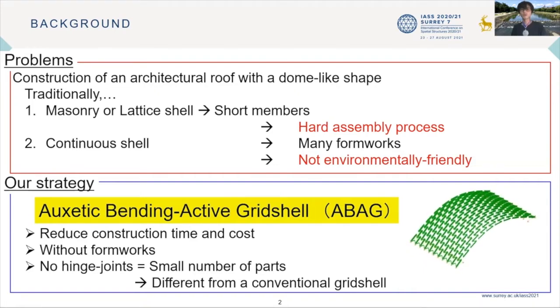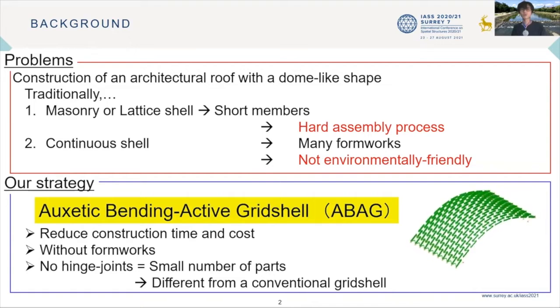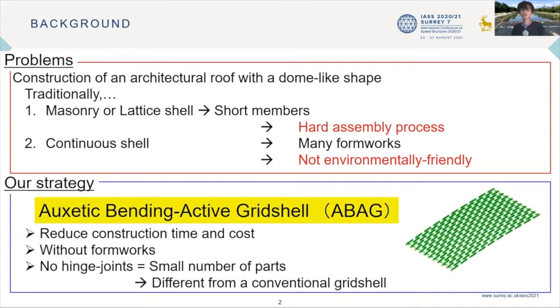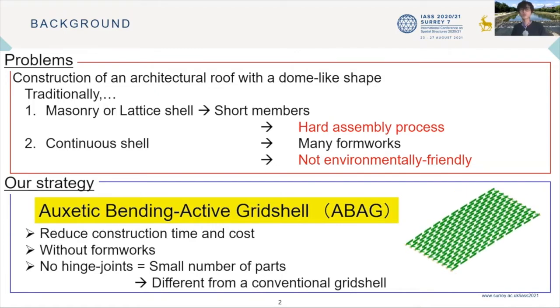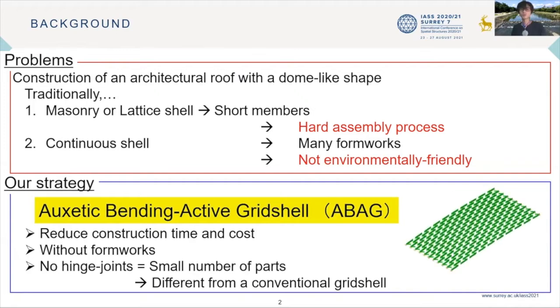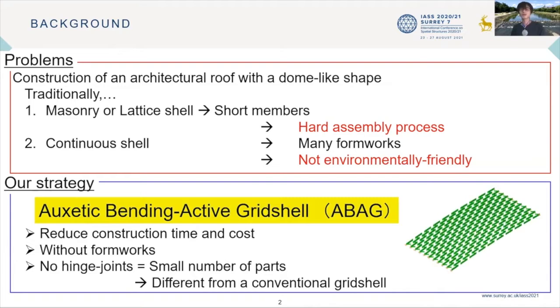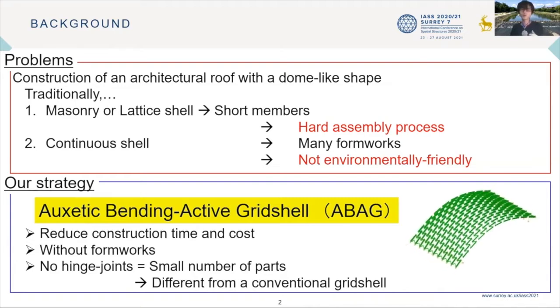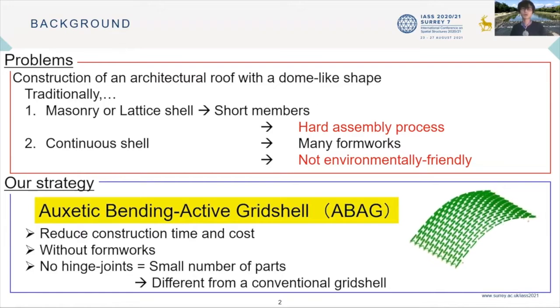It reduces construction time and cost, because the curved surface is generated from an initial flat grid composed of flexible beams. A curved surface of ABAG is obtained by simple out-of-plane deformation without any formworks. In addition, all-stick bending active gridshell has no hinge joints, so a small number of parts are needed. As for this point, it is quite different from a conventional bending active gridshell composed of beams and hinge joints.